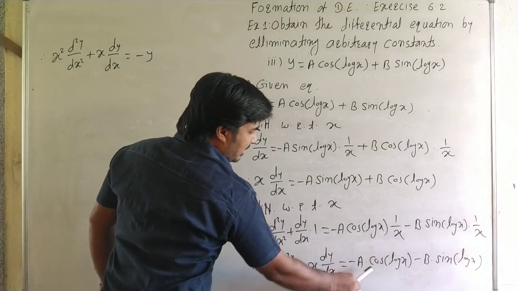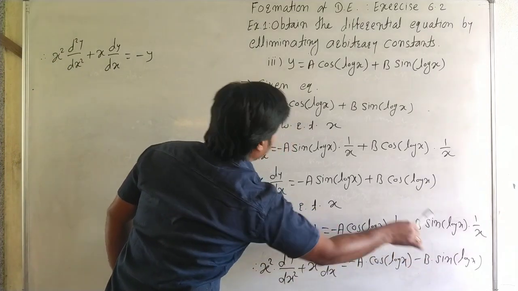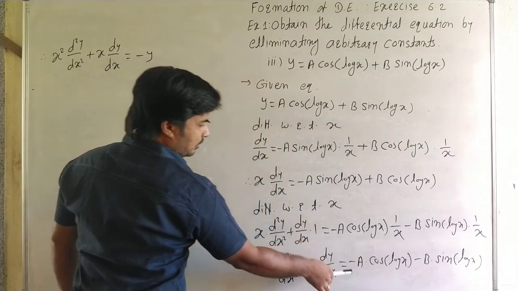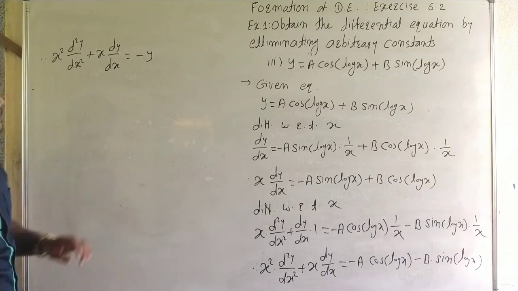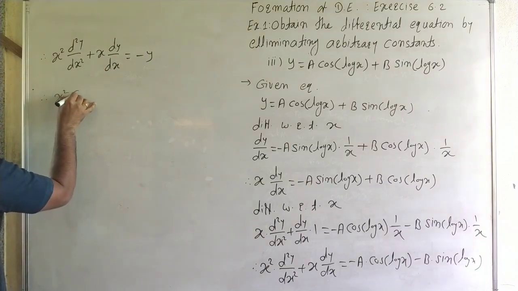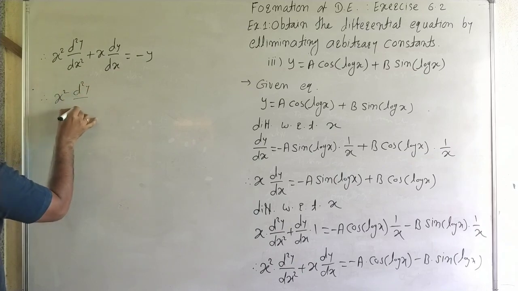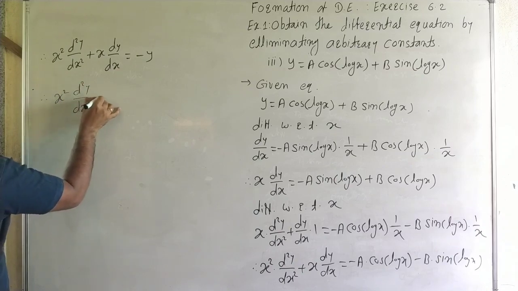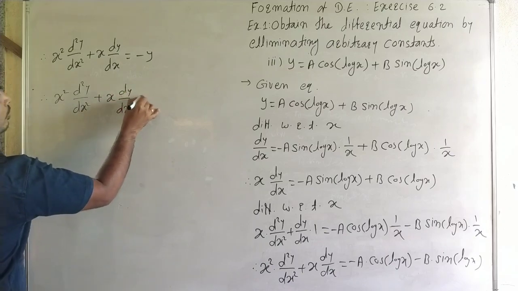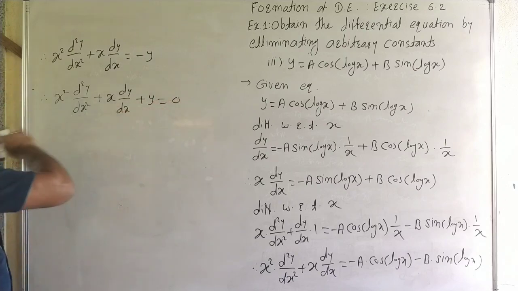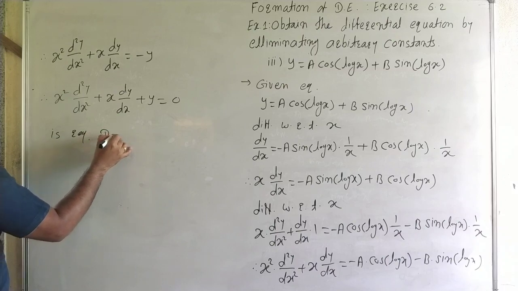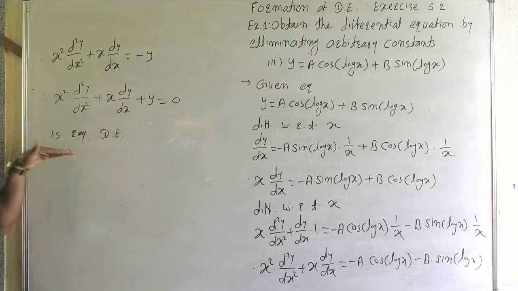This minus a cos of log x minus b sin of log x: a cos of log x plus b sin of log x is y, therefore this term is minus y. And then our last answer is x square d2y by dx2 plus x dy by dx plus y is equal to 0. Here is the required differential equation.